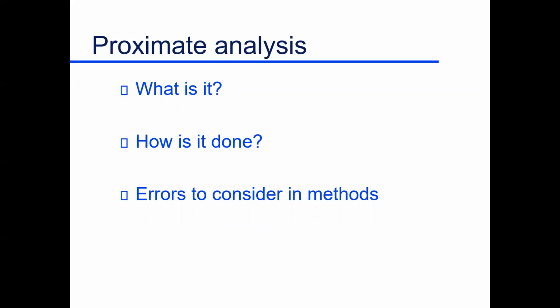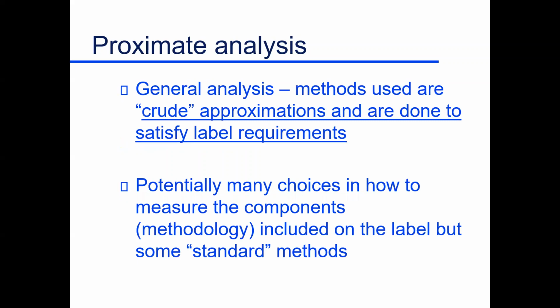How is it done? If you think about a label on a can or on a product, it lists things like fat content, protein content, type of fat. It doesn't give you moisture, but it gives you ash and some things along those lines. And so we'll go into the methodologies that are used to collect these types of data, and a little bit about errors to consider in the methodologies. So let's have a go with this.